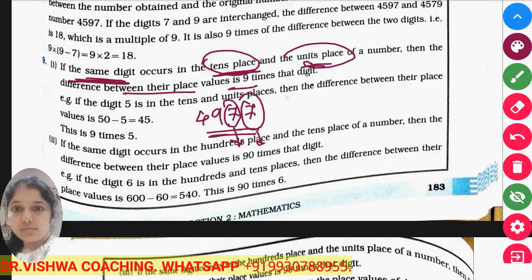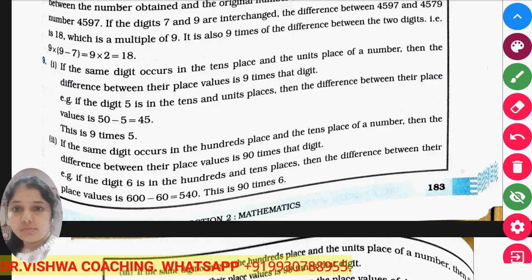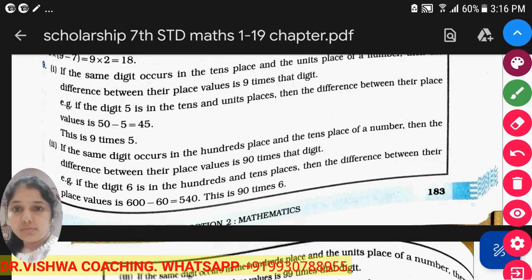So the difference between their place values, means 700 and 7's difference, is equal to 9 times the digit, means 63. 9 sevens are 63. Whatever digit is common, 9 times it is the difference between their place values, if the digit is the same. If the same digit is at 100 and tens place, then it is 90 times the digit, the place value difference. Okay, understood?